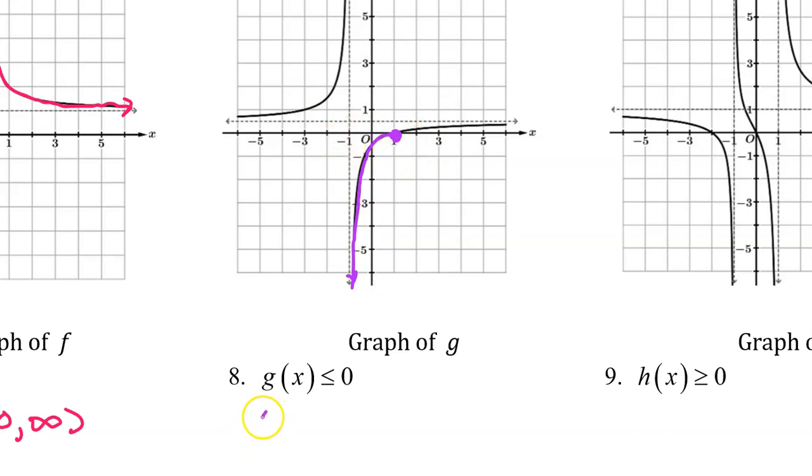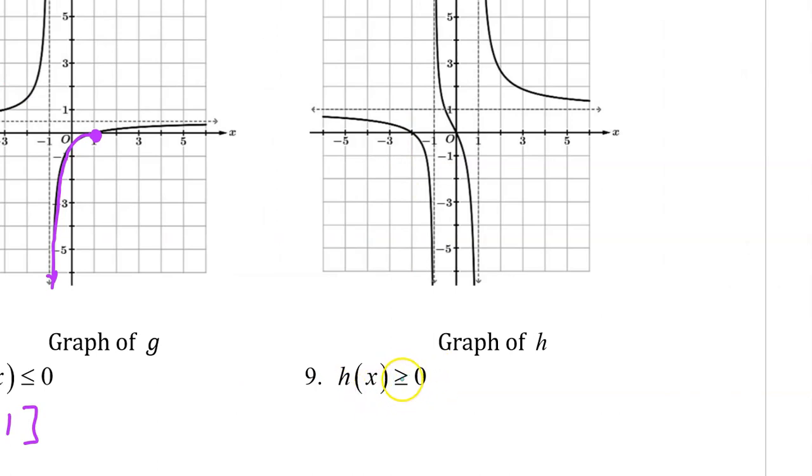I will put a parenthesis on the negative 1, because there is a vertical asymptote at negative 1. The function g of x never reaches this asymptote, so negative 1 cannot be included. I will put a bracket on the positive 1 for the same reason that I put a closed circle. I want this point to be included because I want values where g of x is less than or equal to 0, and this is where it is equal to 0.